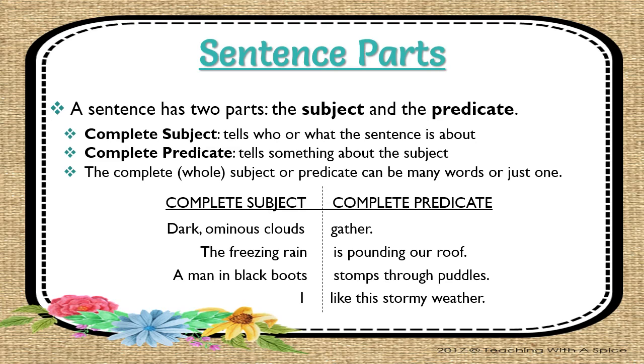A man in black boots stomps through puddles. So man, that would be your simple subject, but what kind of man? It's a man in black boots. So the black boots goes with your subject. Your predicate stomps through puddles.